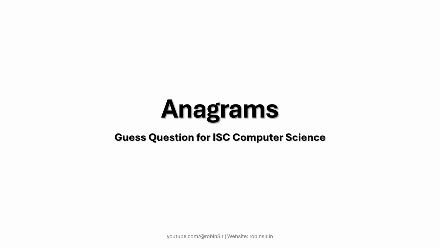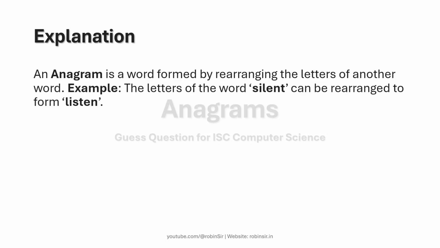In today's class, we'll see how we can write a Java program to check if two words are anagrams of each other. This is again a guess question that might appear in the coming years of ISC computer science theory or practical paper. So, what are anagrams? An anagram is a word formed by rearranging the letters of another word. Example: the letters of the word silent can be rearranged to form listen.